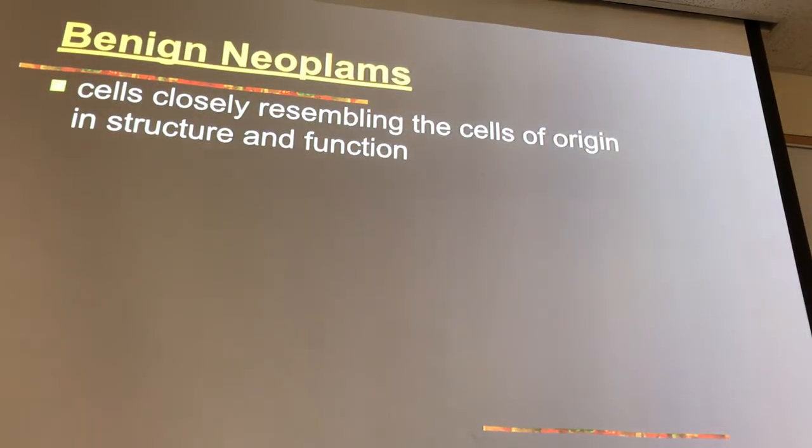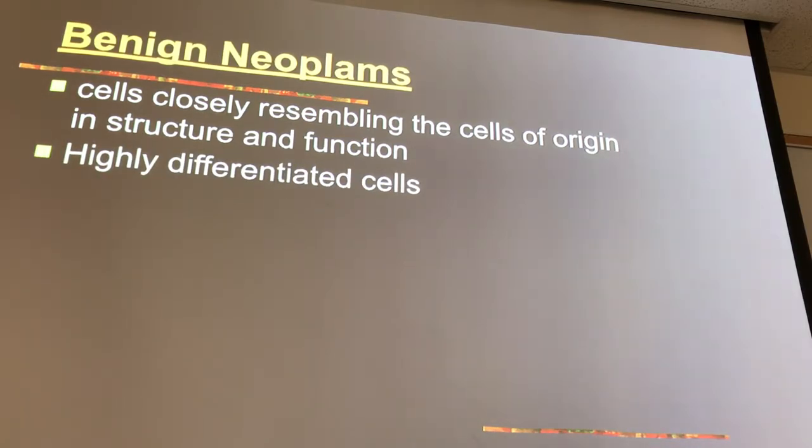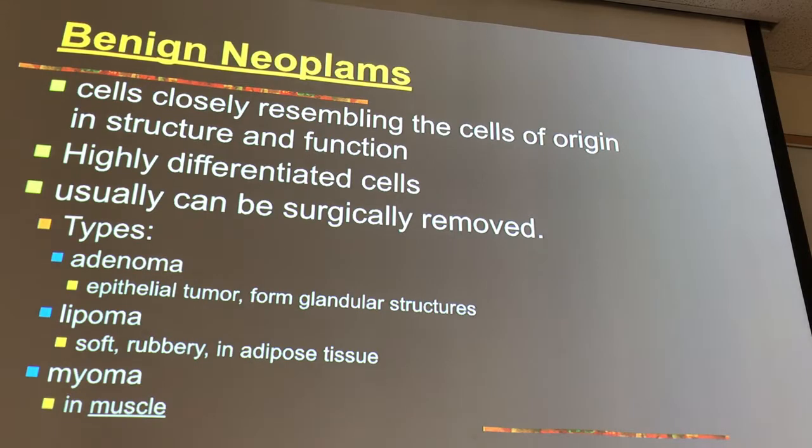Benign cells closely resemble the cells of origin in structure and function, highly differentiated cells. Usually can be surgically removed, like an adenoma, right? So epithelial layer from granular structures, lipoma, soft rubbery or adipose tissue, and myoma in the muscle. The way I keep it in my head is these are usually encapsulated, and when we get to some of the CT images, you will see that they're nice and round and easy, and they take that out as one unit and don't leave cells that they can't see behind, right?